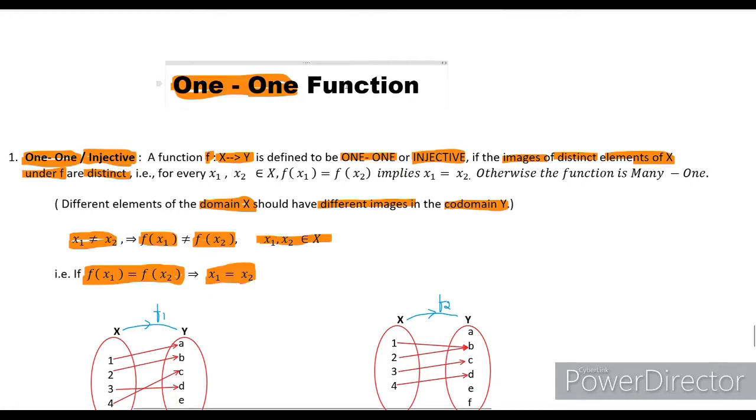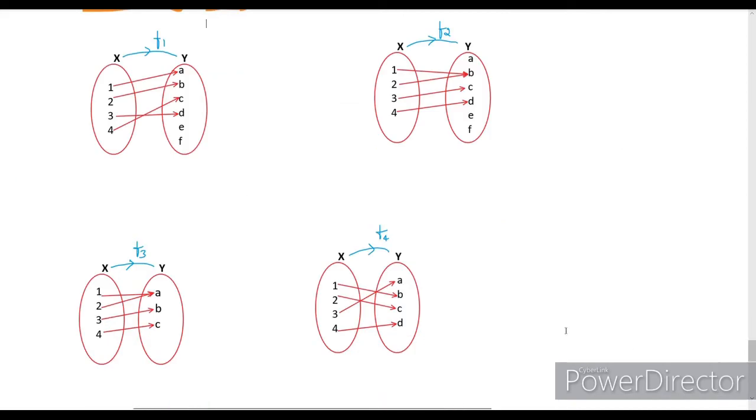I have a few arrow diagrams for you. We'll check whether each is a 1-1 function or not. The first arrow diagram is the function f1 from X to Y. If you check, 1 is mapped to a, 2 is mapped to b, 3 is mapped to d, 4 is mapped to c. Different elements of the domain set are mapped to different elements of the codomain set. So this is a 1-1 function.